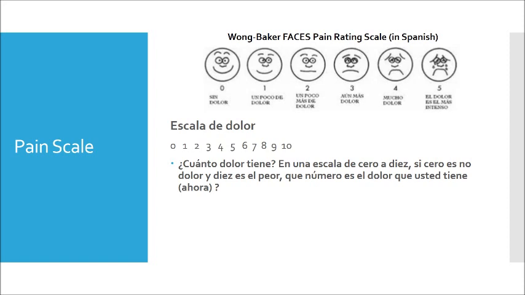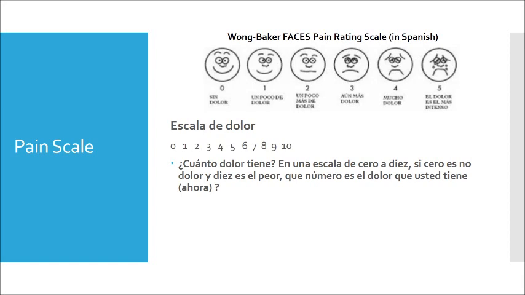The next one is the typical pain scale I'd ask someone on initial visit and then follow-up visits, the 0 through 10 scale to quantify their pain. So this is a translation here in Spanish of what I would ask them on how much pain they have. The scale is 0 to 10, where 0 is no pain and 10 is the worst. What number is the pain that you have right now?